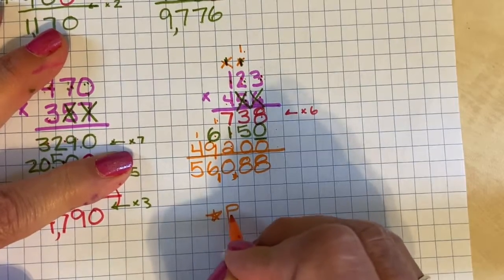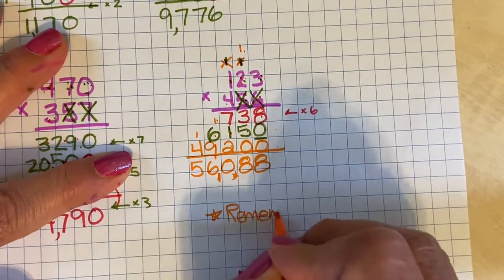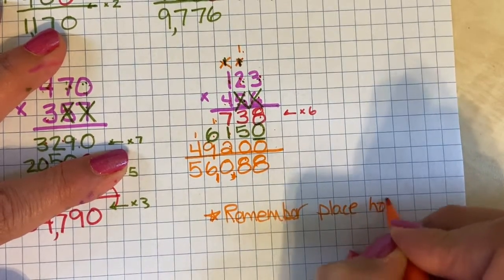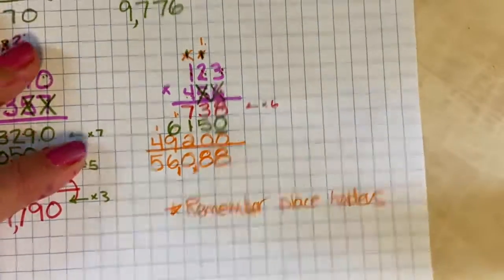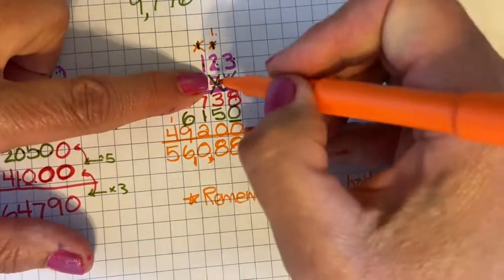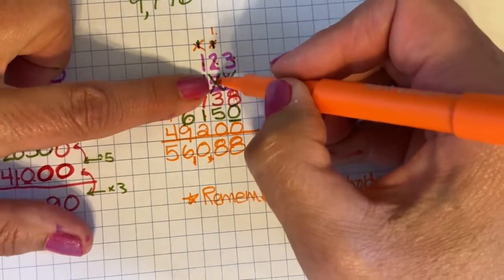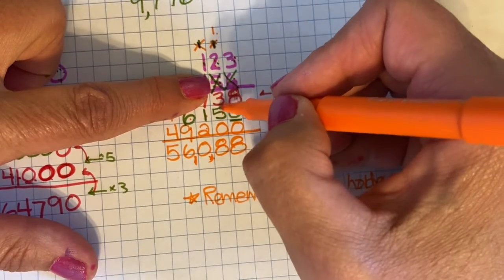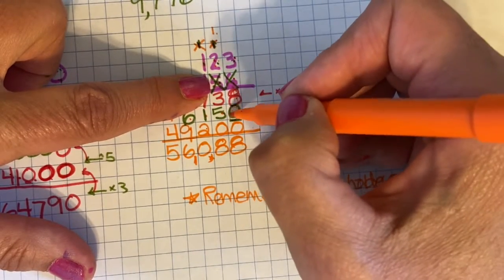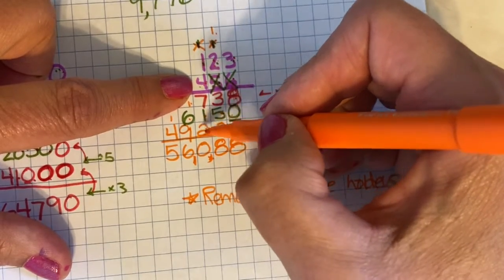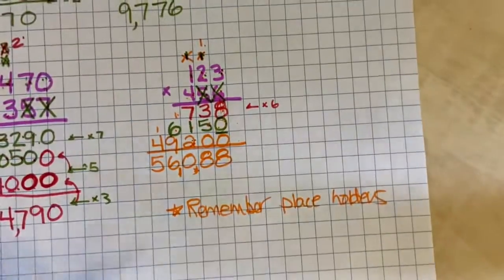You just got to remember your placeholders. So the easiest way to remember that is whatever number you're multiplying by. So if I was by the 6, I have to be in the column where the 6 is. If I'm multiplying by the 5, my first number has to be in this column. That's why I had a 0 here. When I was multiplying by the 4, my first number when I multiplied had to be in that column. That's what I mean by placeholders.